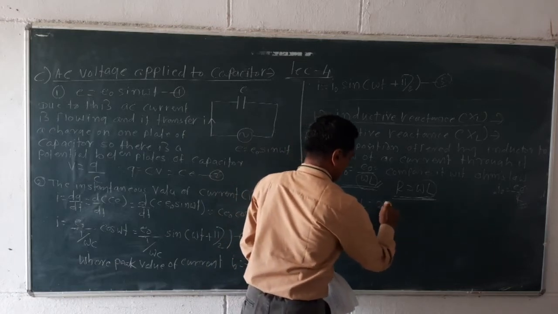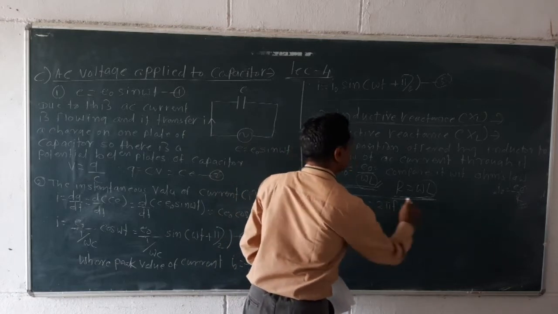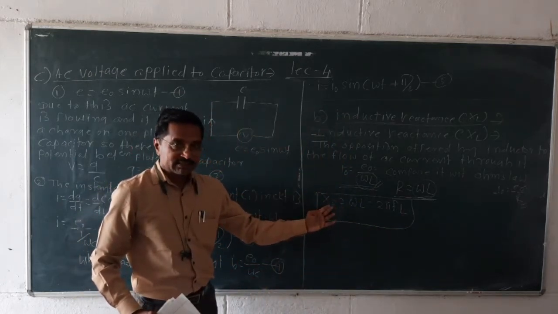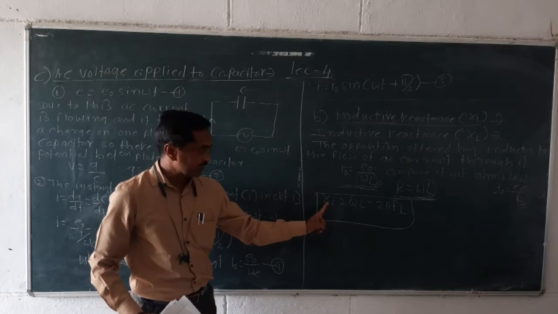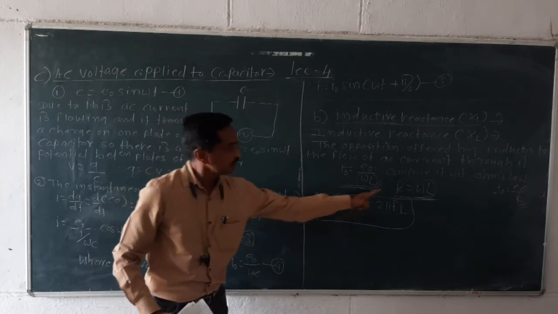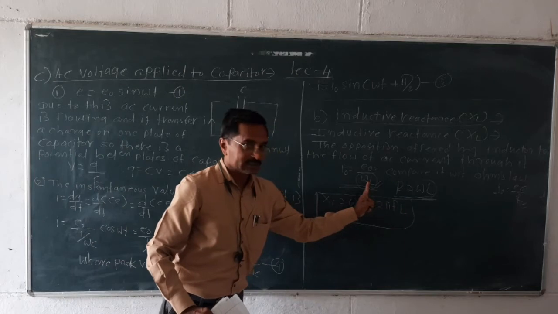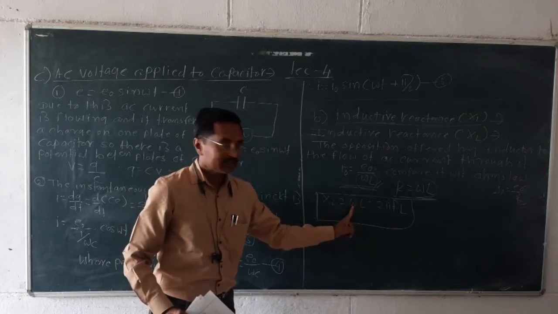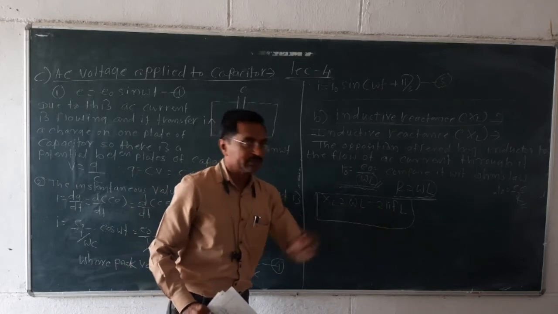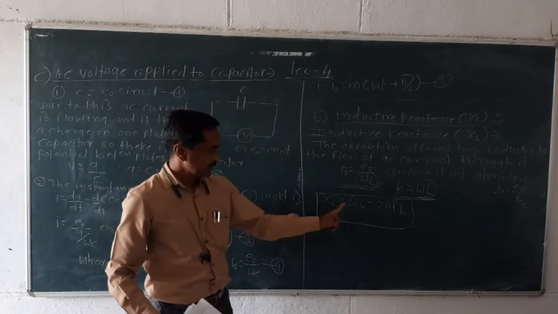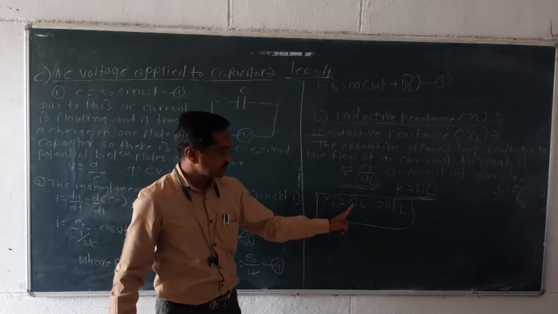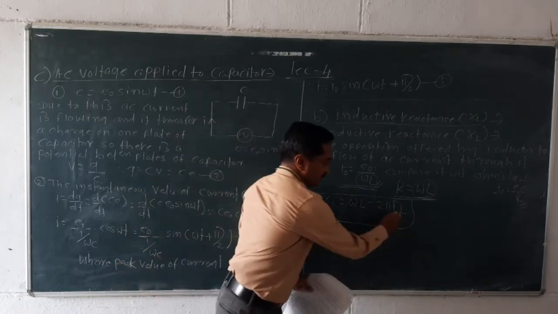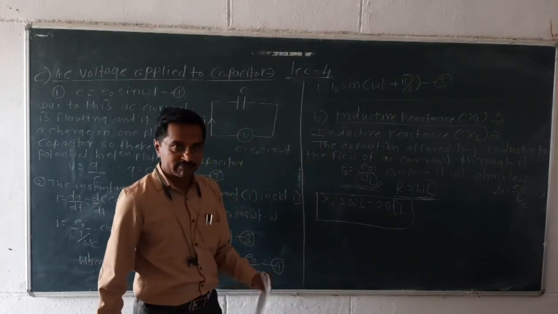We write 2 pi f L. This is very important. The inductive reactance, that is the resistance of the inductor for the flow of current, Xl, is nothing but omega L. Instead of omega, the angular velocity, we write 2 pi f, and L as it is, where f is the frequency of AC.